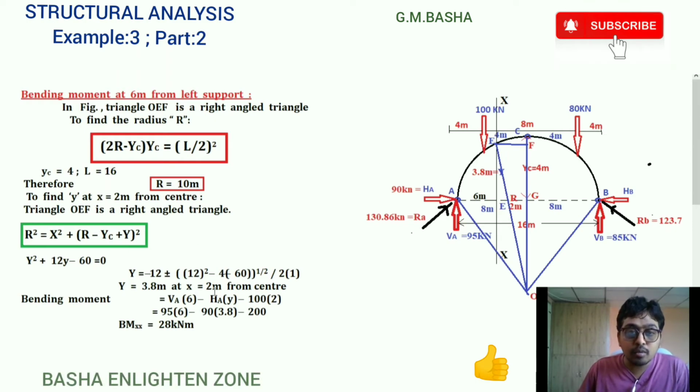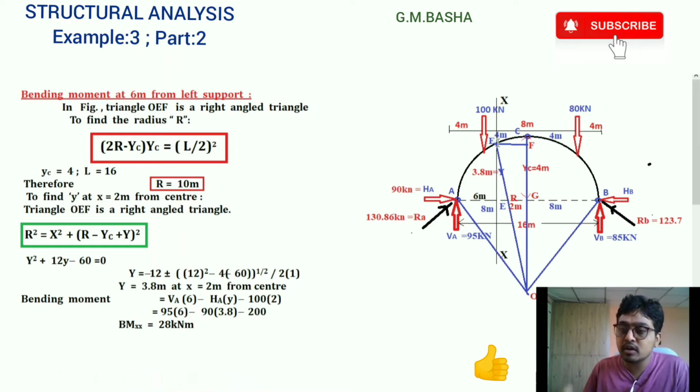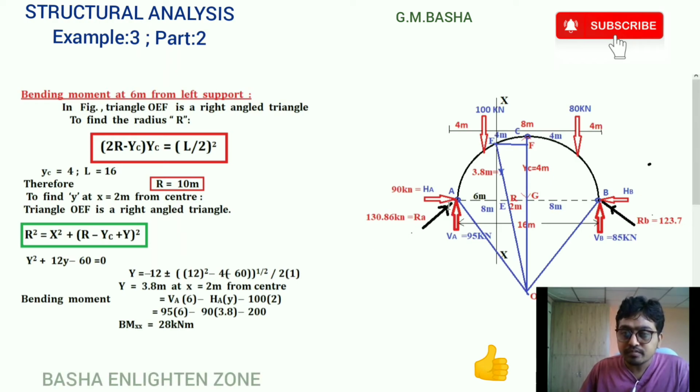After obtaining this y value at x equal to 2 meters from the center, then find the bending moment about this point E. Resolving is very easy. Already taken from the first example, I am showing how to resolve the bending moment about the given point. Both vertical reactions and horizontal reaction and whatever the given load can be resolved up to that point.